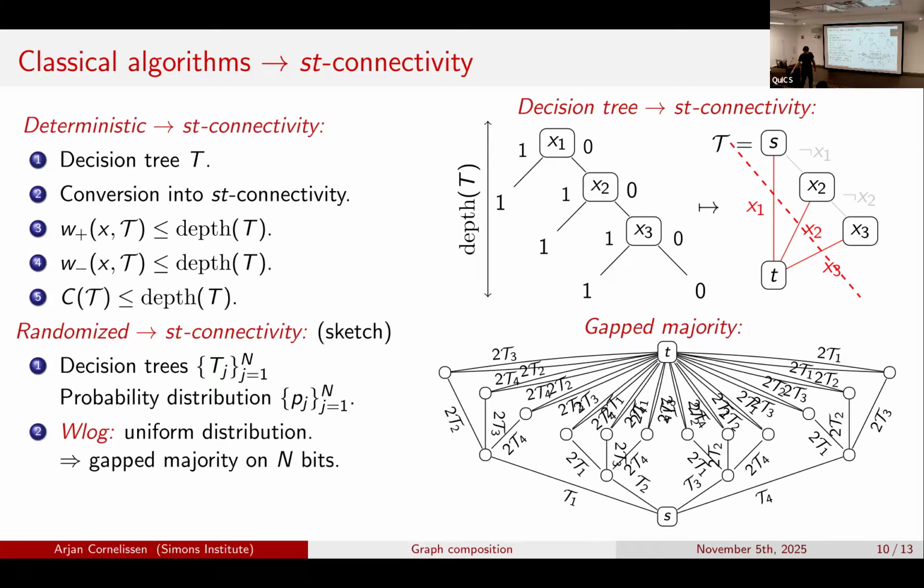And then if you do the analysis, you'll see that the resulting complexities multiply. So you get the one from the gap majority analysis, and you get the depth from the deterministic decision trees. So this is how you can show how the randomized algorithms fit into this ST connectivity flow. Any questions about this?